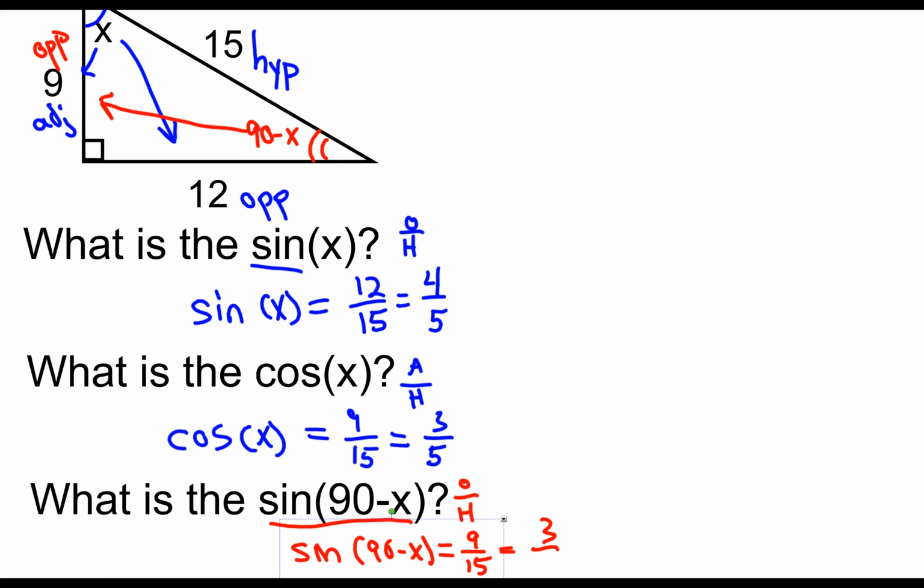If you guys remember, didn't we say that the cosine of one angle, so the cosine of x, should be equal to the sine of the other angle? So the cosine of x should be equal to the sine of 90 minus x, and if you look, we got the same answer. So we know we're right.